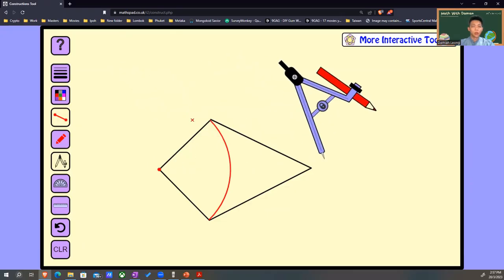Whereby we take the compass, put the width of it, needle on P, stretch it out to Q, and then we just draw the curve within the diagram. So that is the locus X.